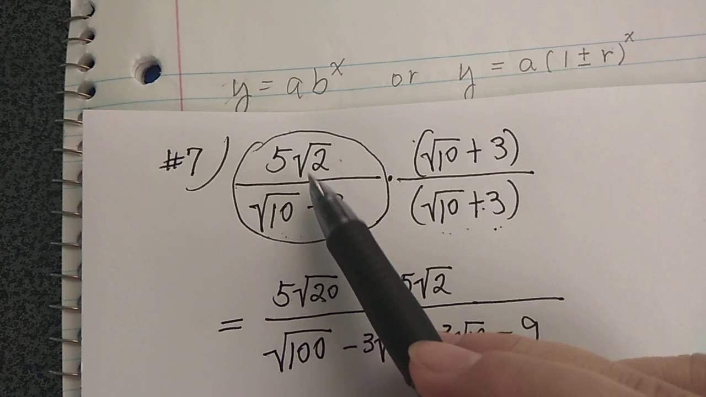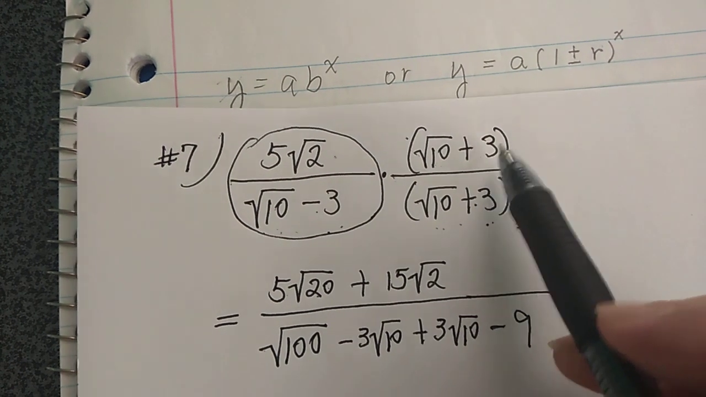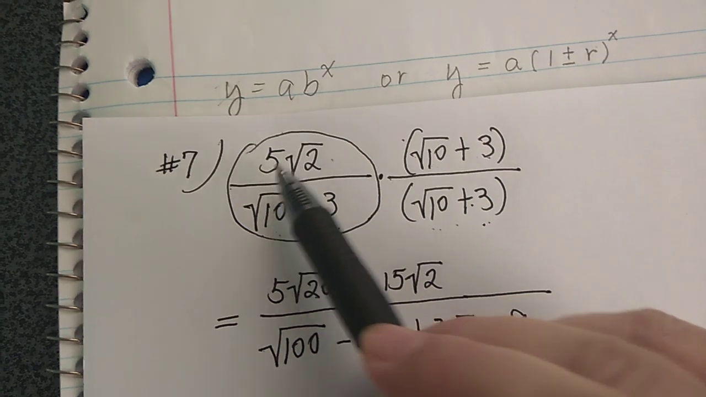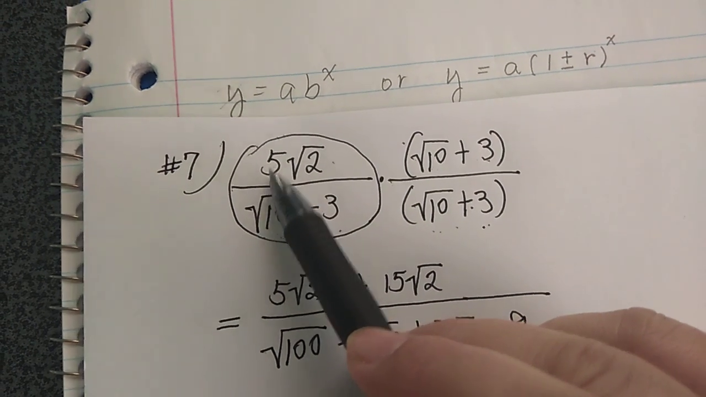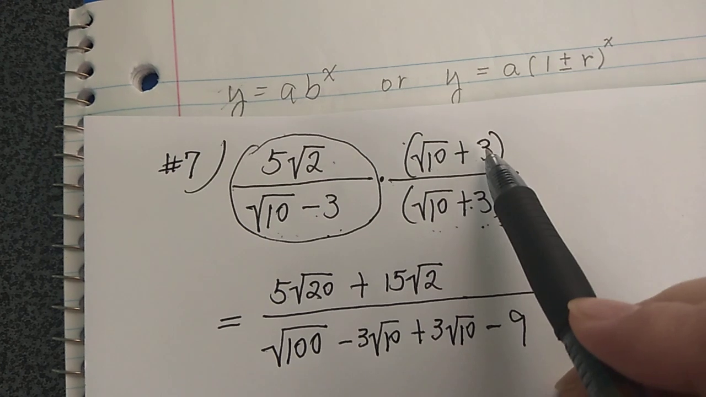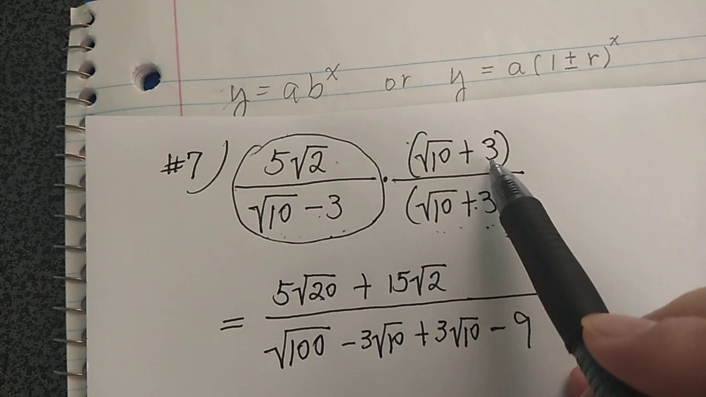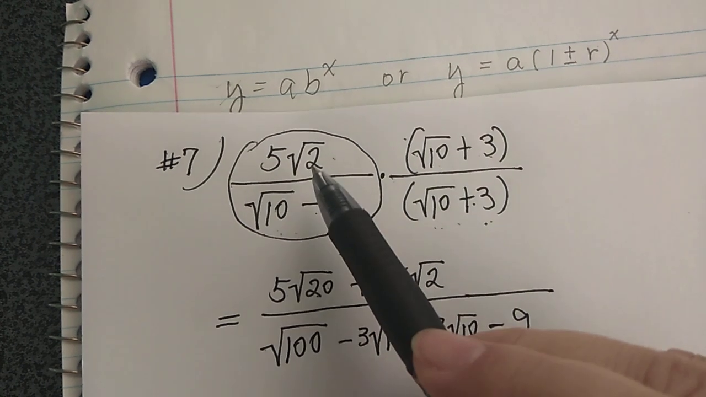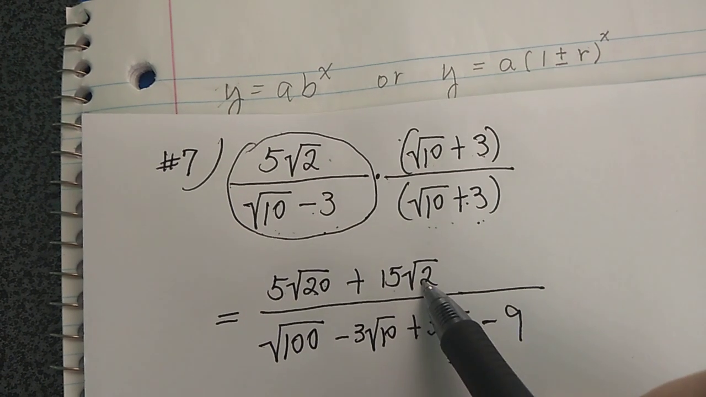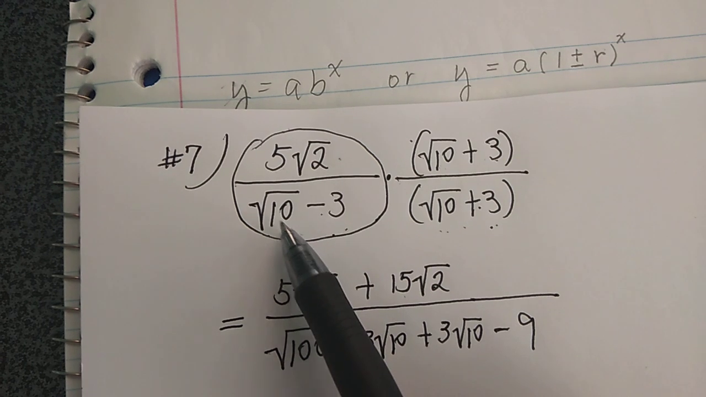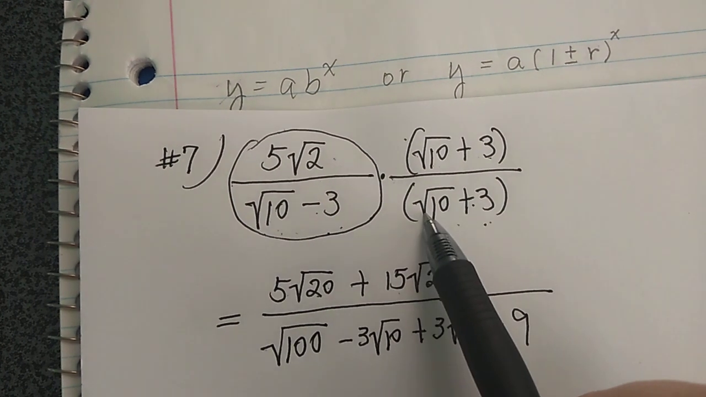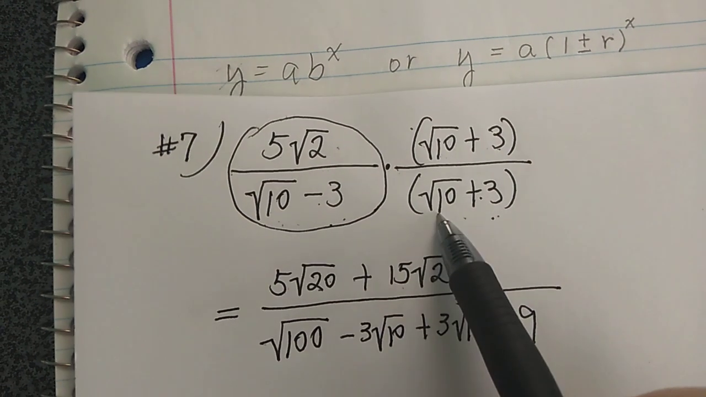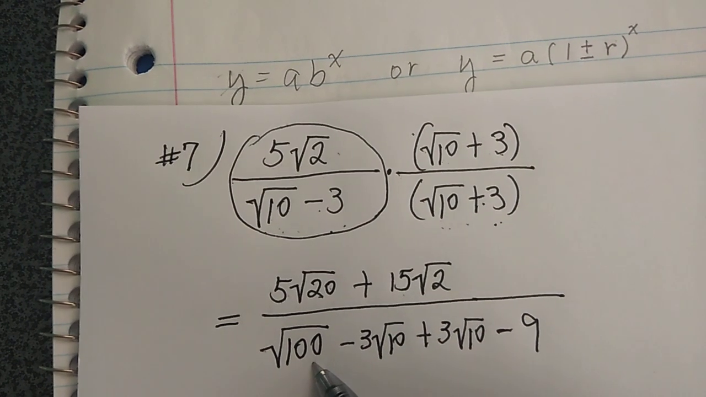And then you're going to distribute this to the 3 as well. Now the 3 is not inside the radical, so you multiply it by the 5. Not by the 2, but by the 5. Because they're both numbers, okay? They're not radicals. So 5 times 3 gives you the 15, and you still have radical 2. So you keep it. Now on the bottom, you're going to multiply the first with the first, like FOIL. So radical 10 times radical 10 gives you radical 100.